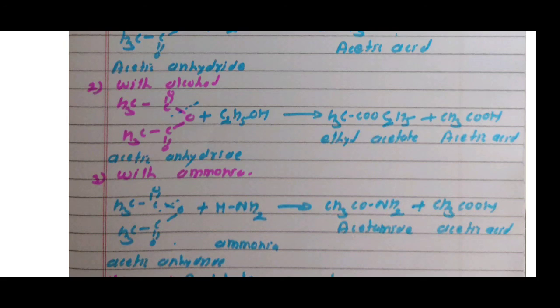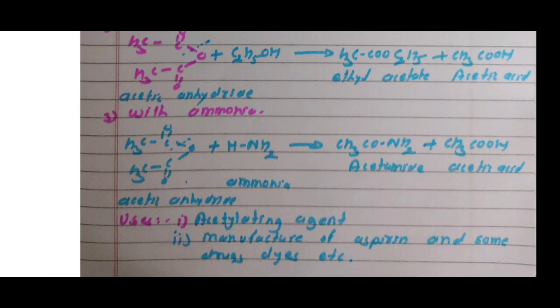These are the reactions of acetic anhydride with water, with alcohol, and with ammonia. With ammonia it forms acetamide, with alcohol it forms an ester, and with water it forms two molecules of acetic acid. Then after the chemical reactions, the last point in this topic is the uses of acetic anhydride.